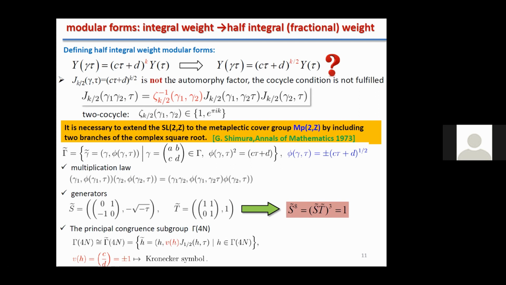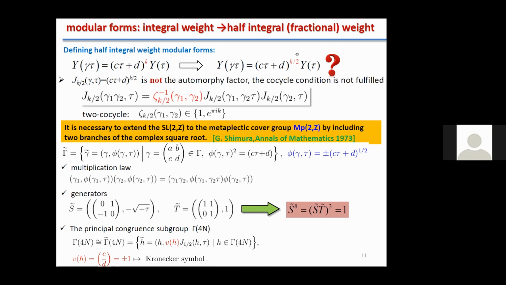And this is intuitively how we want to define the half integral modular forms, but this is not correct. It is wrong. The main problem is that c tau plus d to the power k over 2 is not an automorphic factor, and they don't satisfy the cocycle relations. That means this definition, labeled by a question mark, is not a consistent definition.